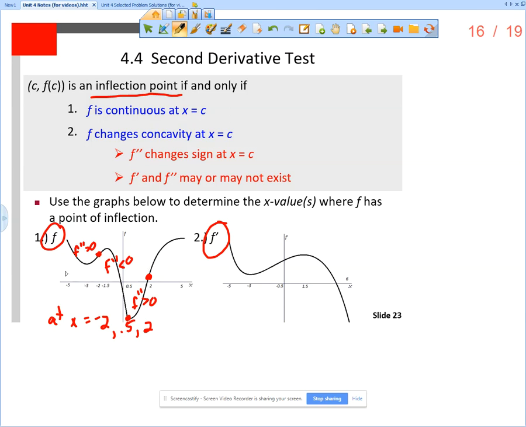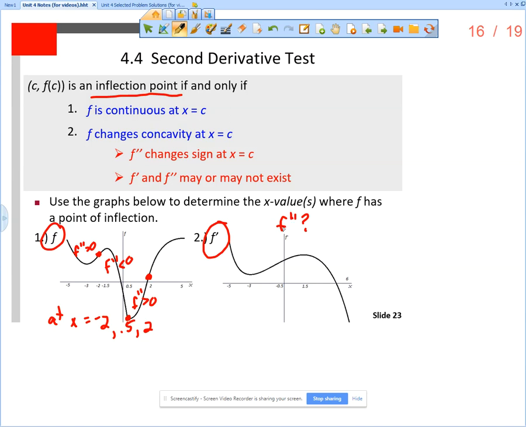Now, this is not a very AP-like question because you're looking at a graph of f and you're determining a concavity. You don't really have to know anything about calculus to do this. You just have to understand what a concave up or down curve looks like. But now, number two, this is a graph of f prime. So now, here's what we need to think about. If I'm looking at this graph of f prime, what is f double prime on this graph?